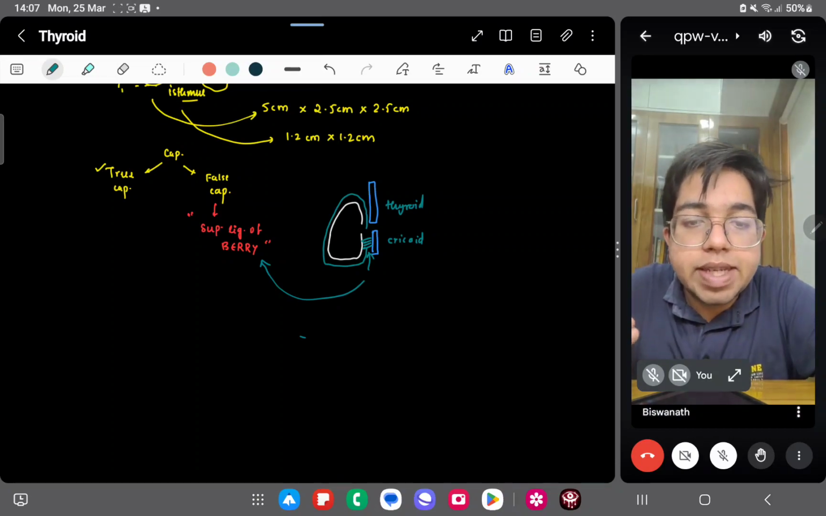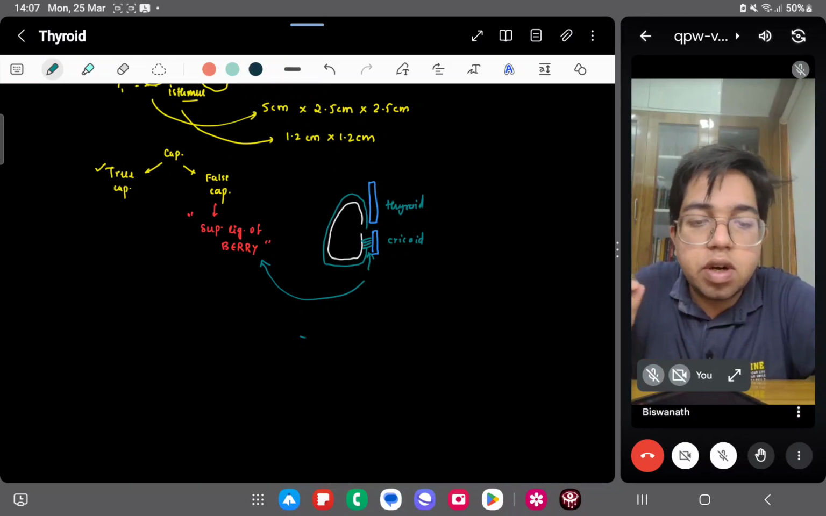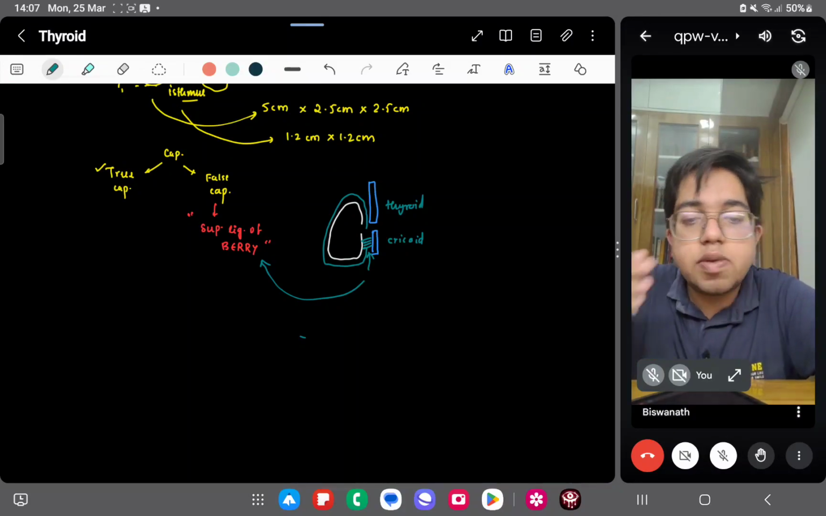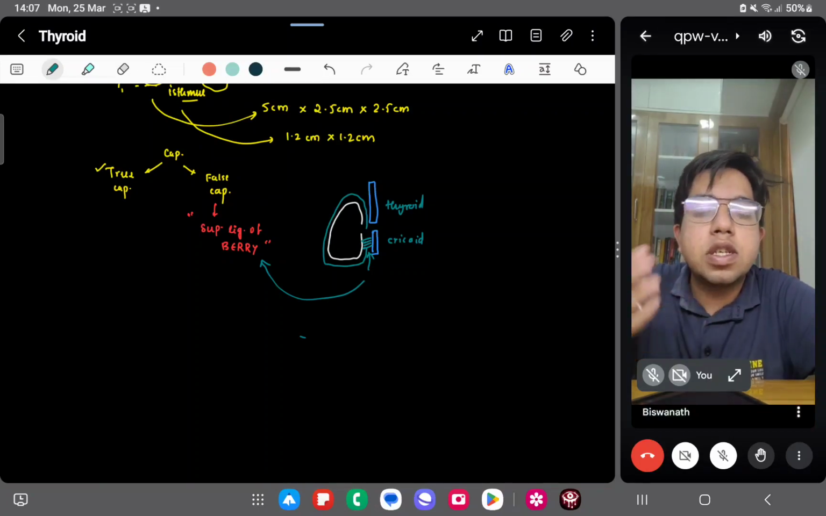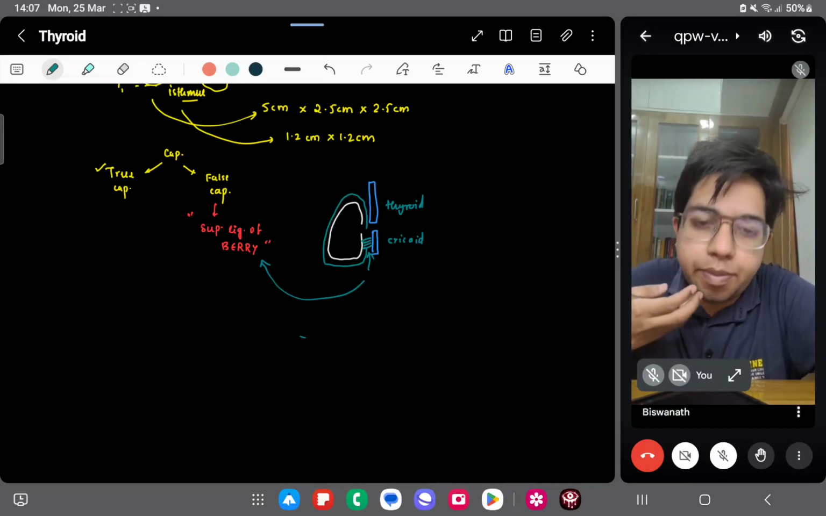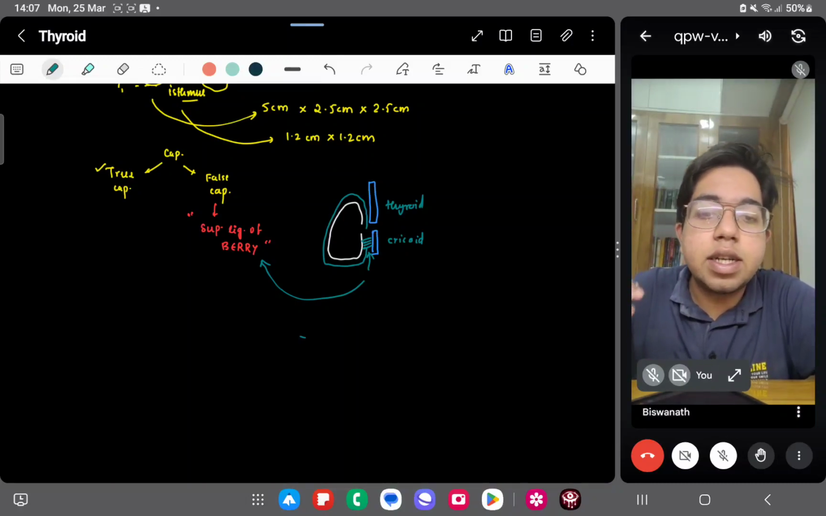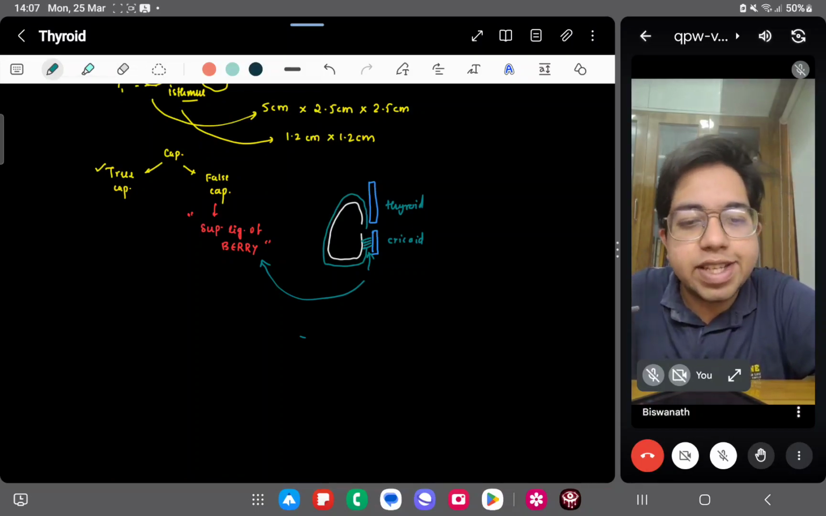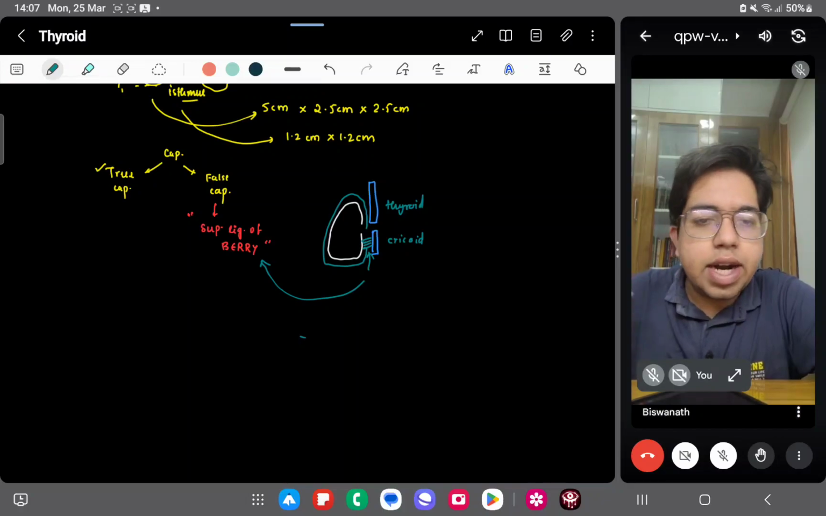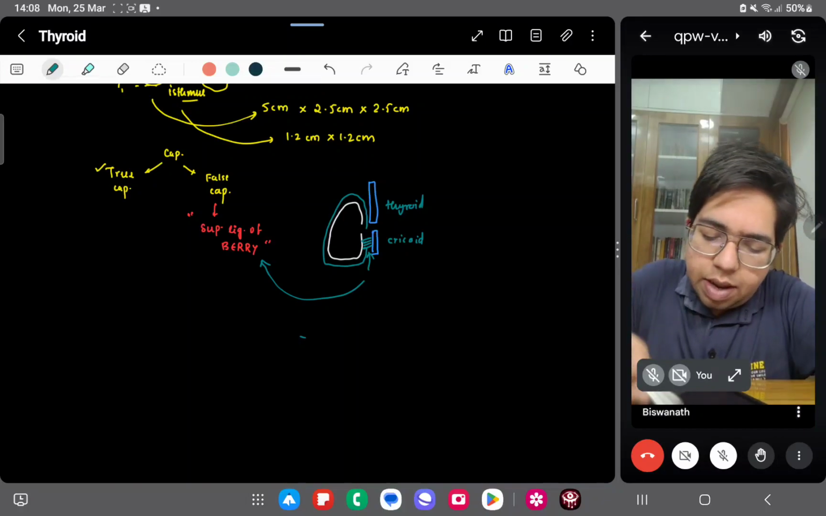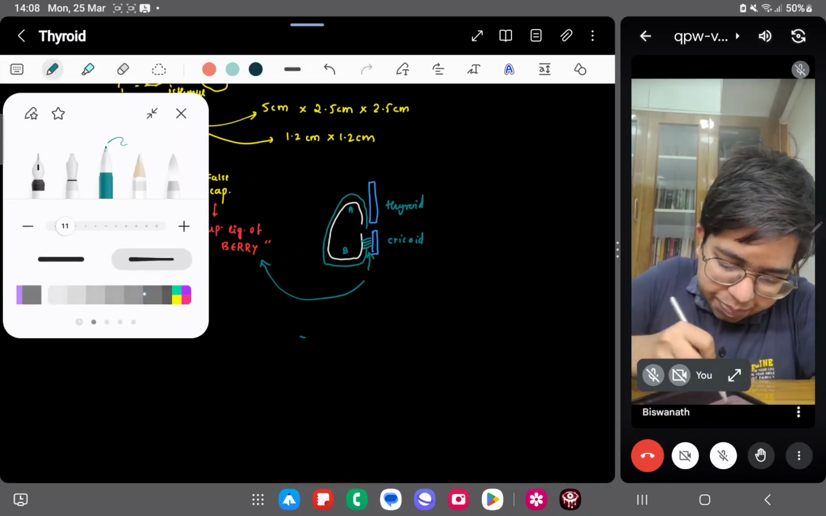It is basically helping the gland to move up and down during deglutition. Deglutition is swallowing. If you palpate the gland while you swallow some saliva, you will see the gland moves up. This is of very diagnostic importance; we'll see it in pathology. Thyroid gland has an apex and a base. This is the apex, and the base is a bit broad.